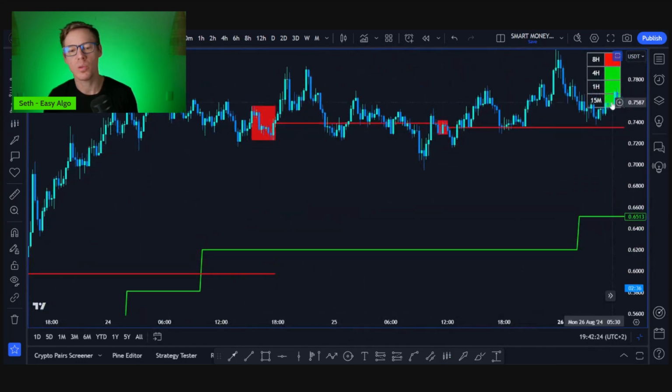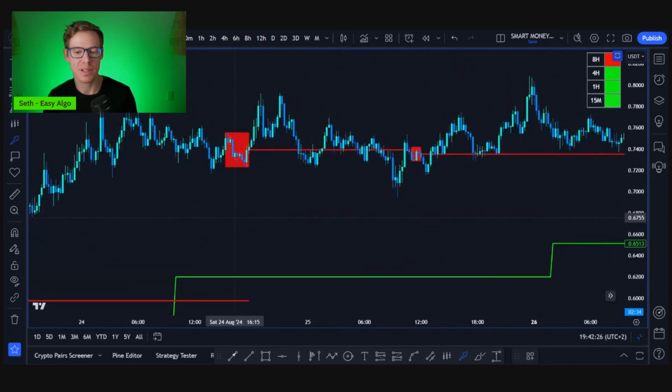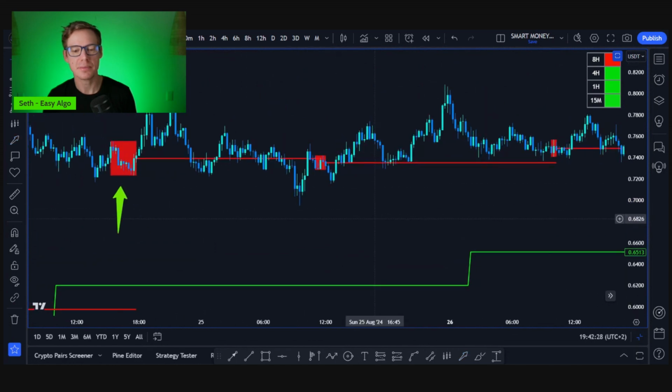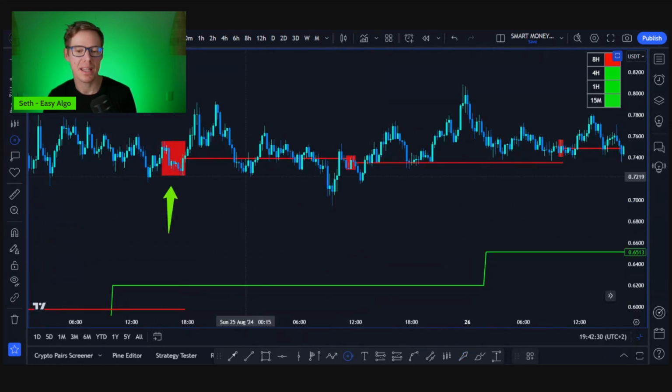And then we get another one forming over here. You can see another contraction. And every time price is underneath becomes an entry. All of these would have been entries. This would have been an entry.